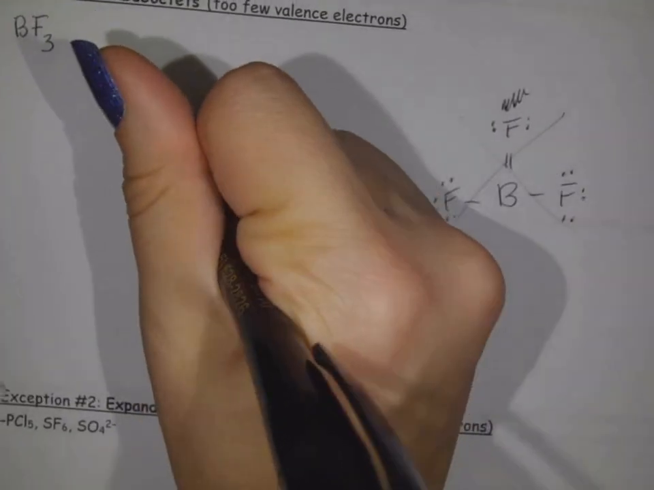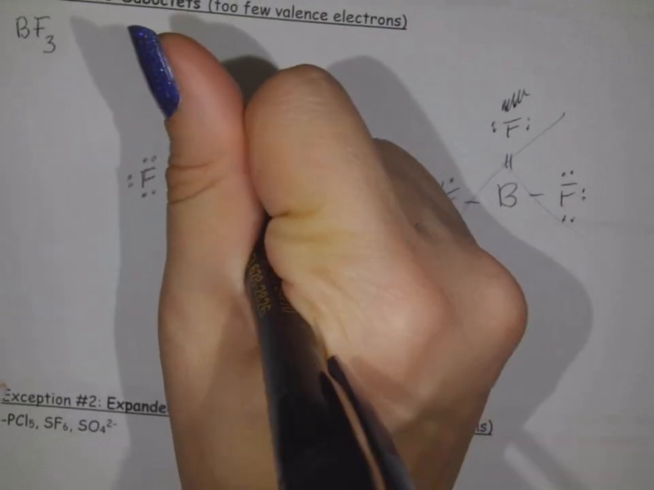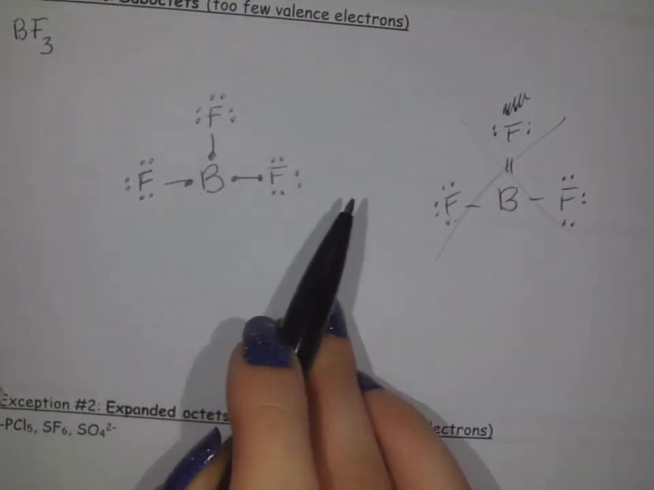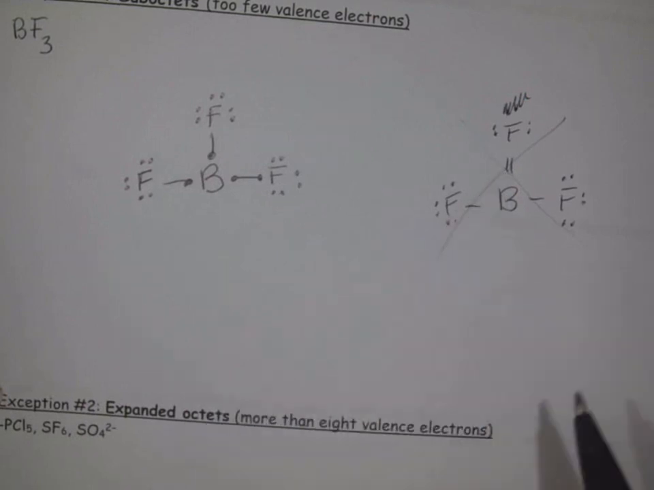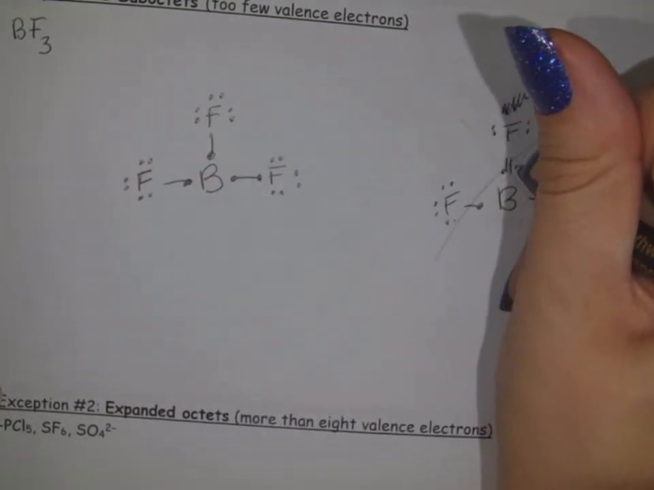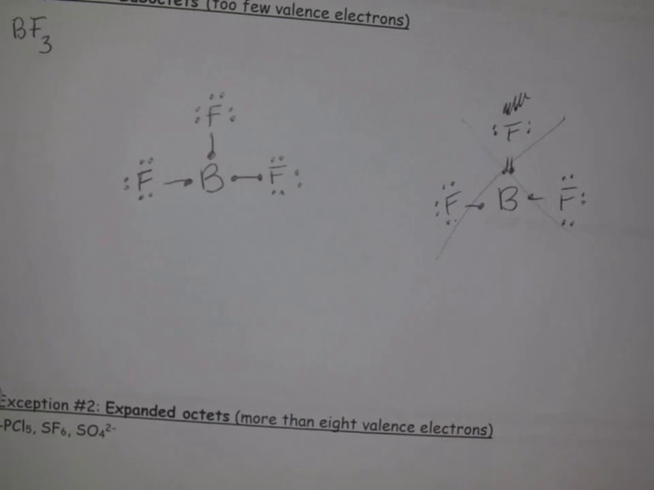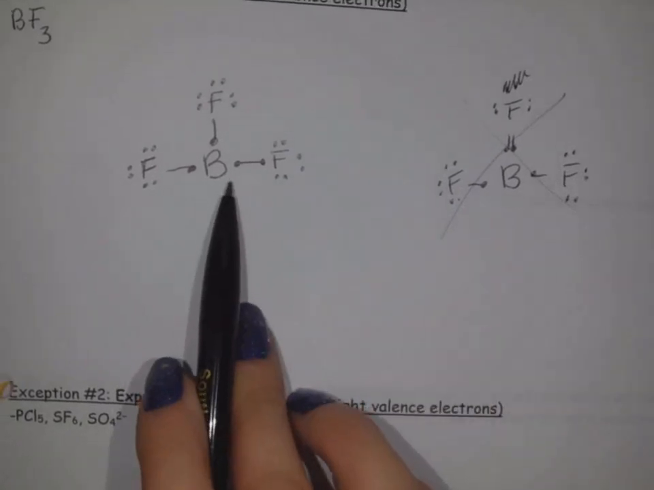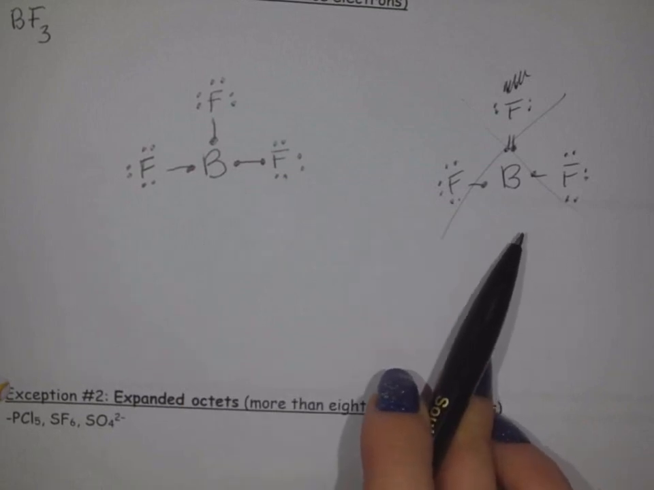Boron started with 3 valence electrons, and it's sharing those 3. Like, it didn't have 4, right? It didn't have 4 that it could share. And so this is actually a more stable structure than that one is. Okay.